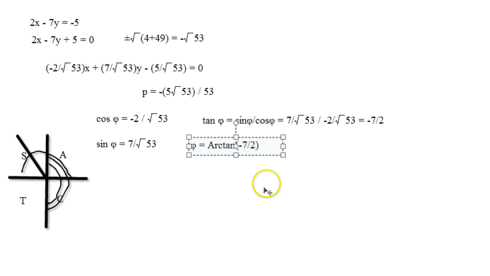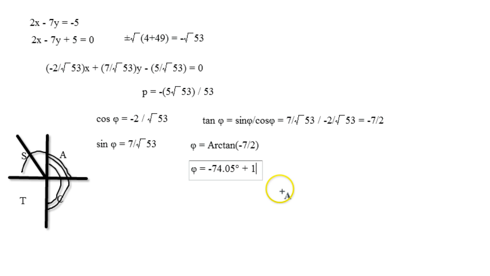Okay, and if we do that on our calculator, we should get phi is equal to negative 74.05 degrees. Okay. All right, now that is not good enough for us, so we need to add 180. Which once again proves the theory of the principal values. So we add 180 to that. So we go negative 74.05 plus 180. And we should get phi to actually be equal to 105.95 degrees.